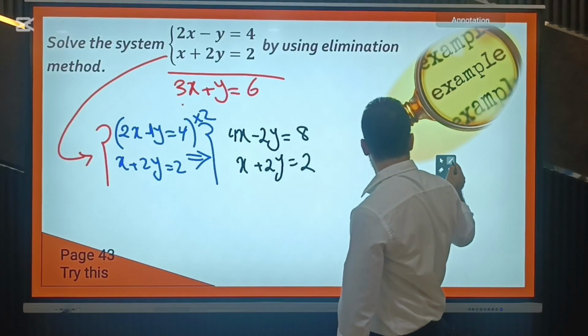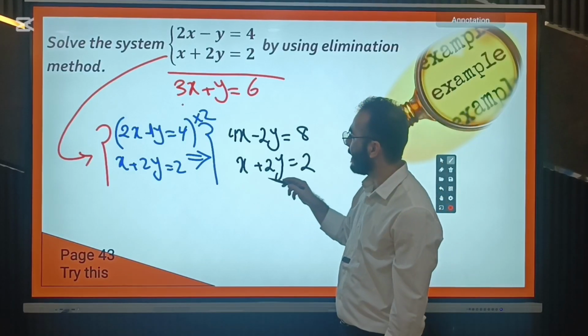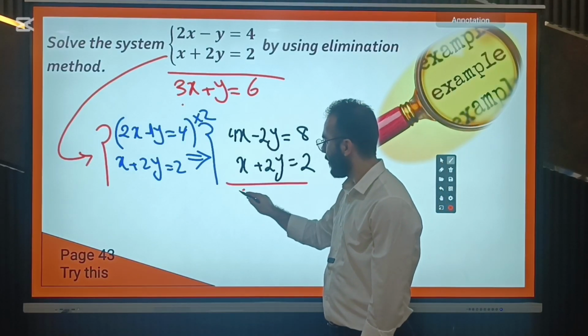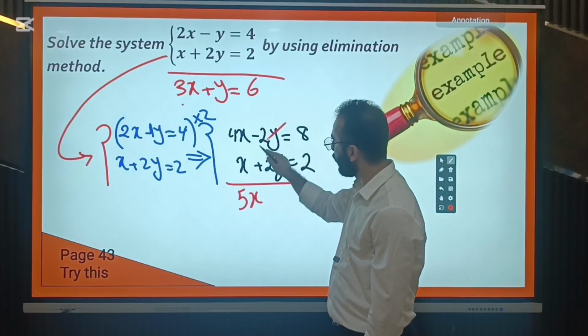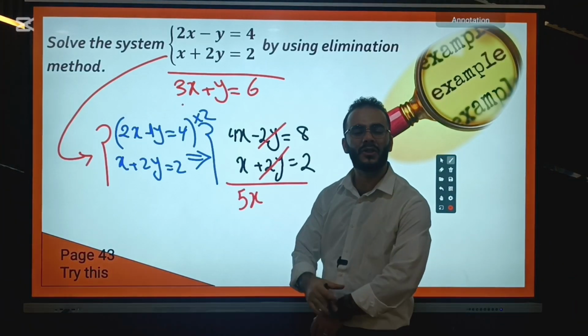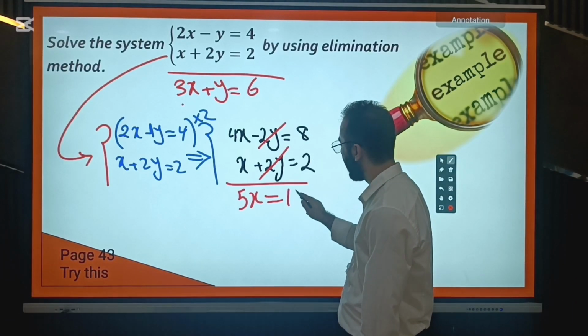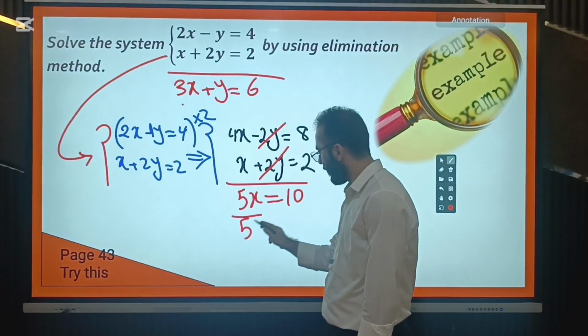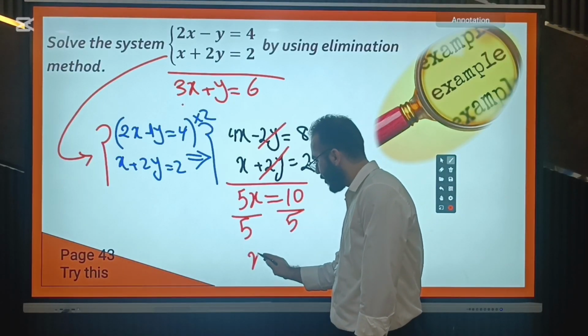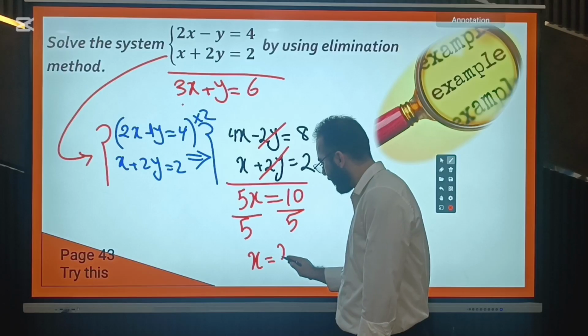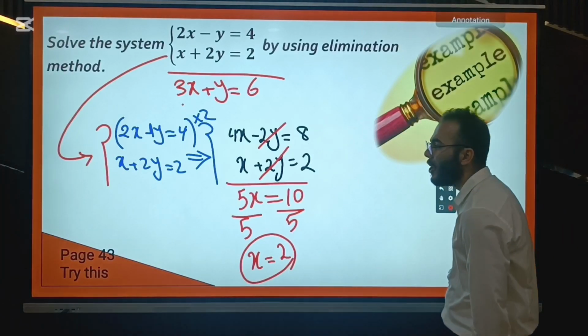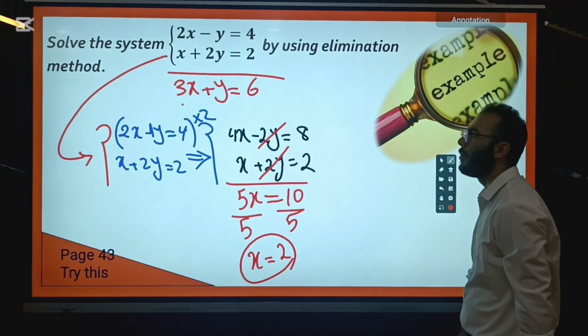Perfect. So right now, let's add them again. 4x plus x, 5x. Negative 2y and positive 2y will eliminate each other, they will cancel each other, nothing will remain, equals 8 plus 2, 10. Now divide by 5, divide by 5. So x would be 10 divided by 5, which is 2. You got x.